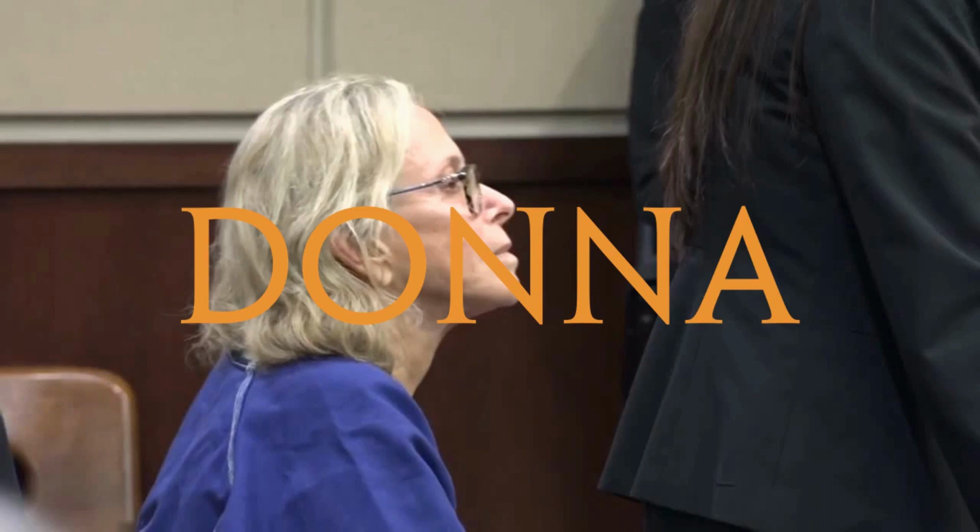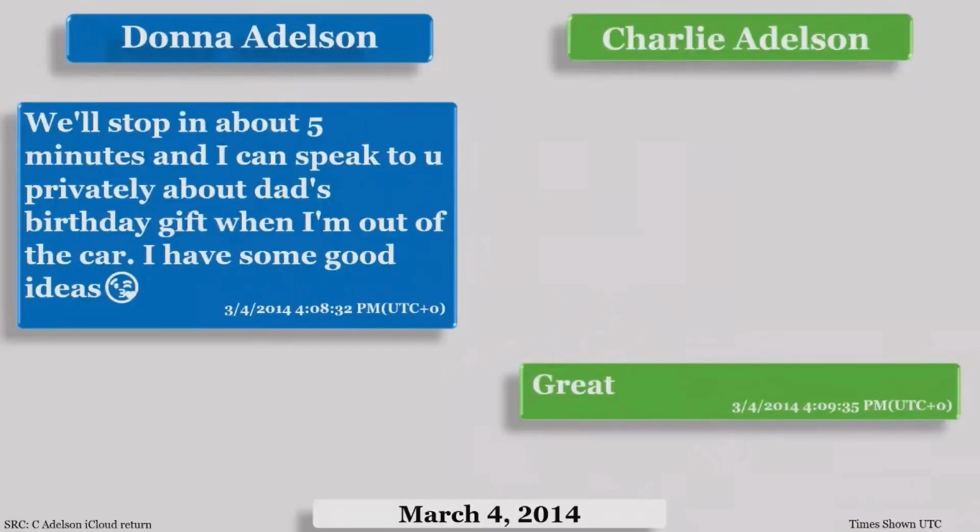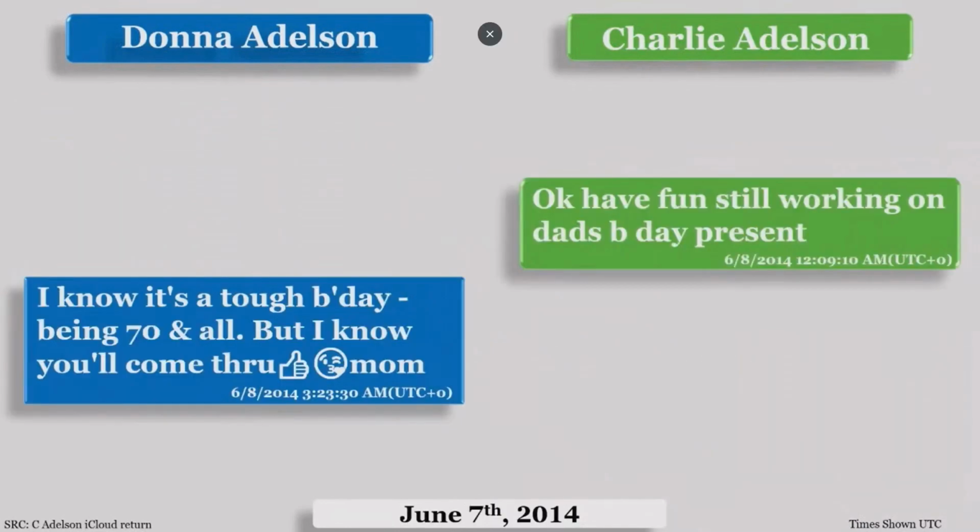Donna, we know that Donna spoke in code as well, which she did within some of her text messages between her and Charlie, where she said, "We'll stop in about 5 minutes and I can speak to you privately about Dad's birthday gift when I'm out of the car. And I know it's a tough birthday, 70 and all, but I know you'll come through." And Charlie says, "Okay, have fun, still working on the birthday present." Of course, as speculated, the birthday present is the murder.